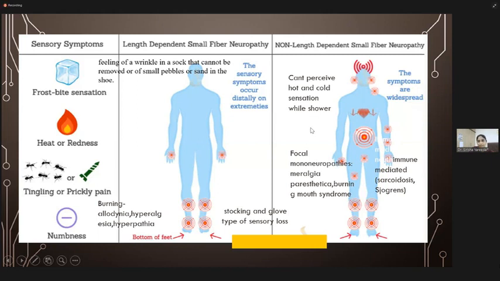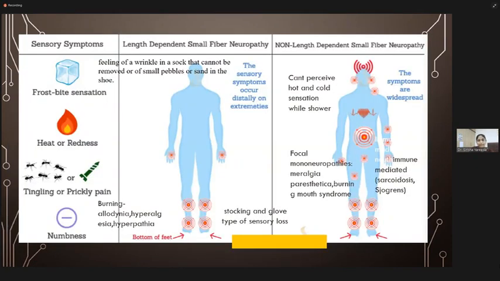So these symptoms are much more widespread, and it is probably immune mediated. If you check the length dependent neuropathy, you probably see it in diabetes or alcoholics. But in the non-length dependent neuropathy, some of the common causes are Sjogren's and some connective tissue disorders and sarcoid, etc. So they're probably immune mediated. If at all you have a non-length dependent neuropathy, better chase for some immune markers, and whether they are steroid responsive should be strongly contemplated.